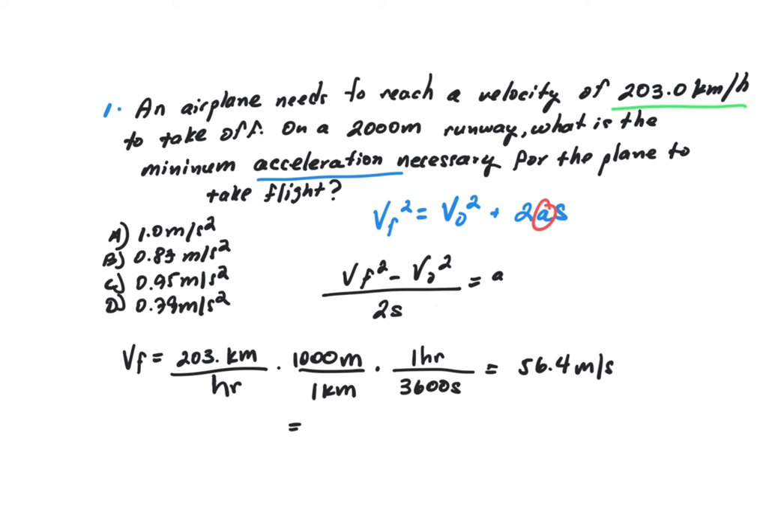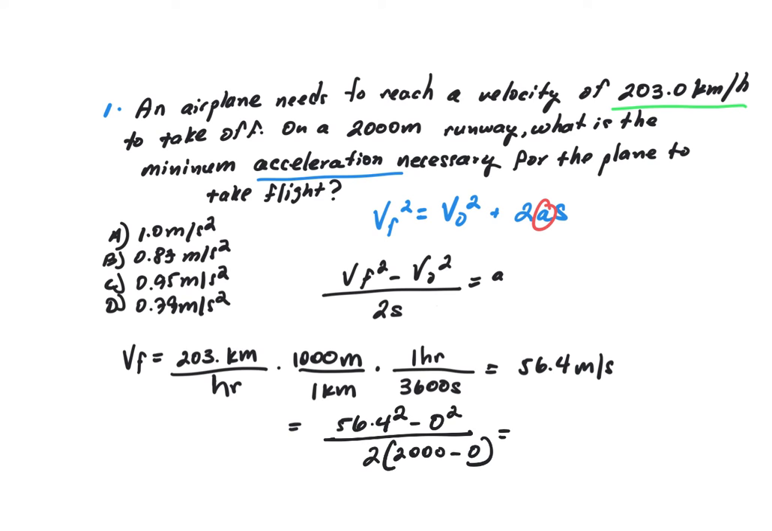Since we already converted our final velocity, all we have to do is plug it into the formula. So it's 56.4 squared minus our initial velocity, which we know is 0, over 2 times our distance, which is 2,000, minus 0, because our initial velocity is 0 also.